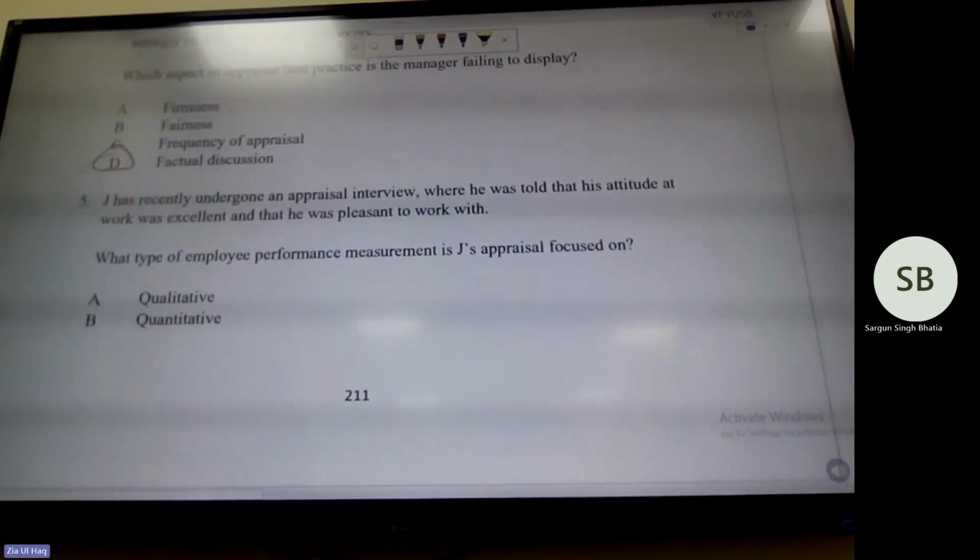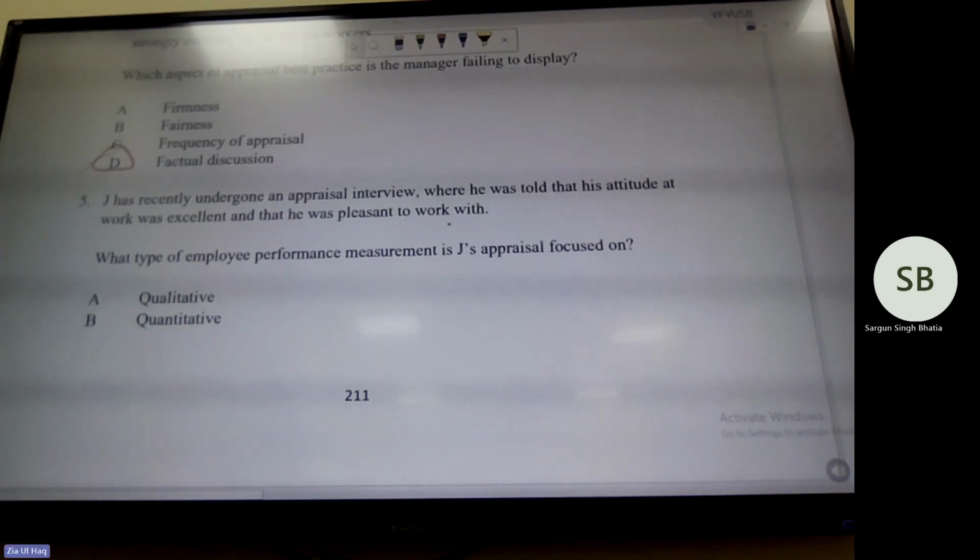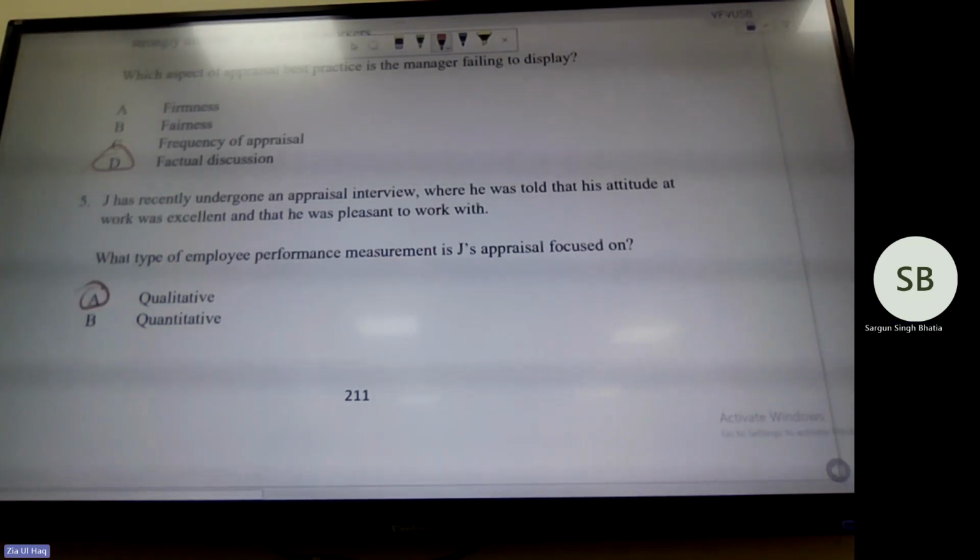Number 5. J has recently undergone an appraisal interview where he was told that his attitude at work was excellent and that he was pleasant to work with. What type of employee performance measurement is J's appraisal focused on, quantitative or qualitative? Sir, qualitative, because it is about attitude rather than number of units produced or time taken.